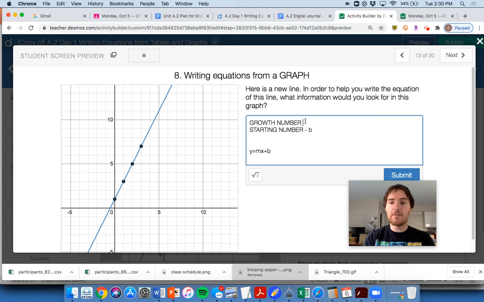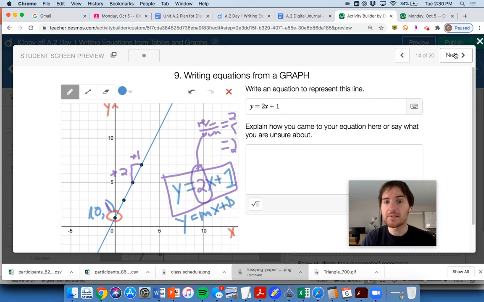And then we also need to figure out our growth number. Our growth number is where m is in this equation. The growth number is the one that goes in front of x, because as x gets bigger, y gets bigger in this one by 2. So we multiply that 2 to x, and we go plus 2 every single time, as we see in a table. Okay, got our equation. Explain how we got our equation, what you're unsure about.